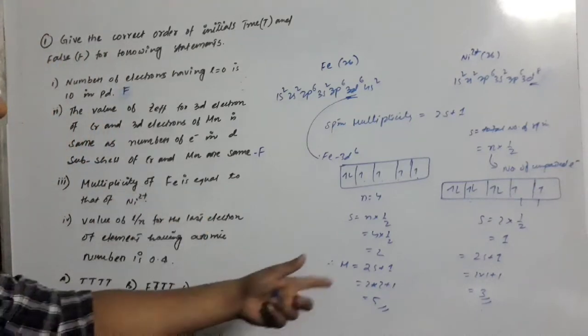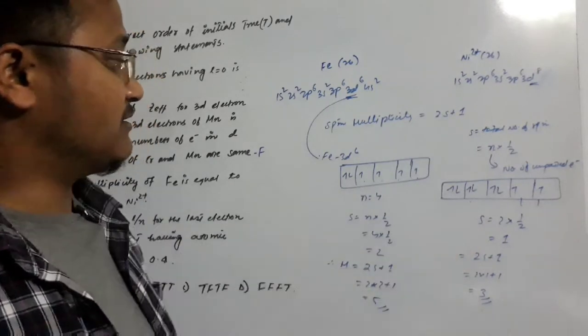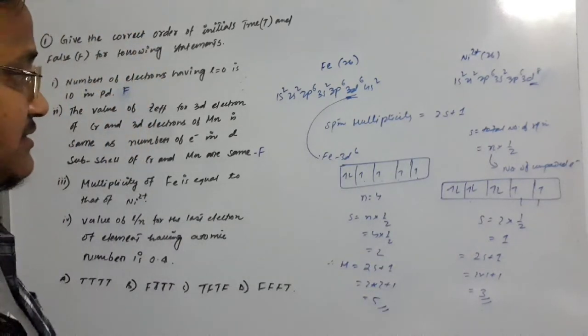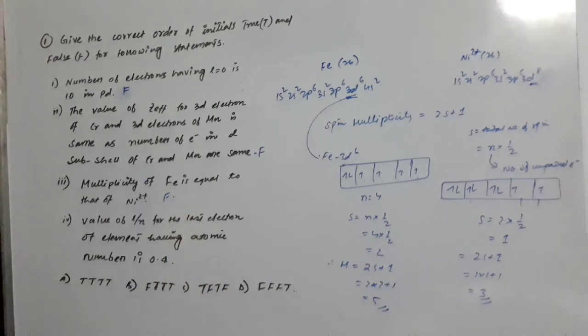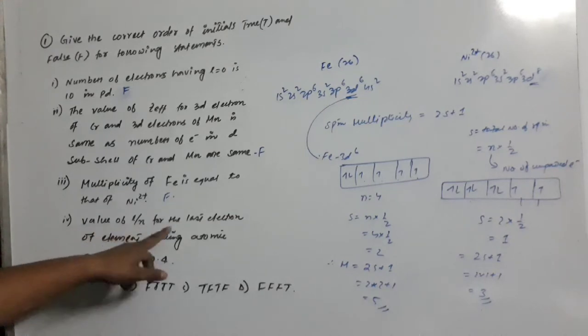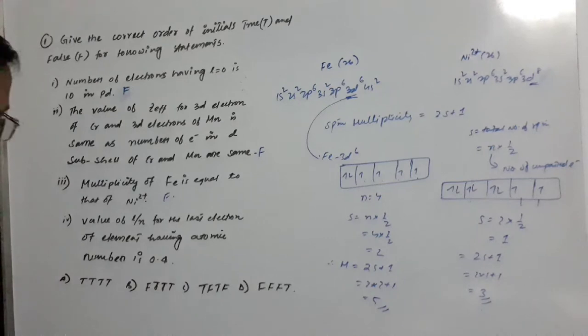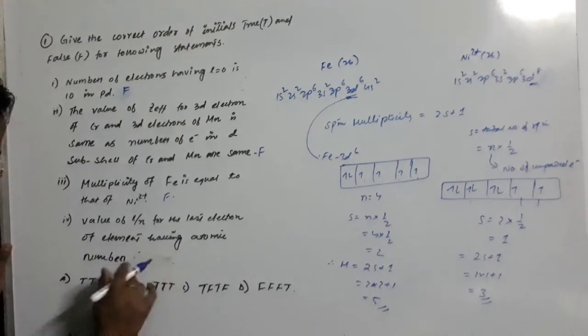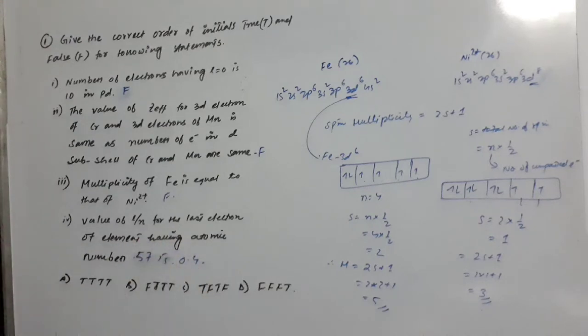It is saying equal, but they are not equal. For iron it is 5, and for nickel 2+ ion it is coming out as 3. That means this statement is also false. Okay. And the last question here is: the value of n by l for the last electron of the element having atomic number 57 is 0.4. This is the question.